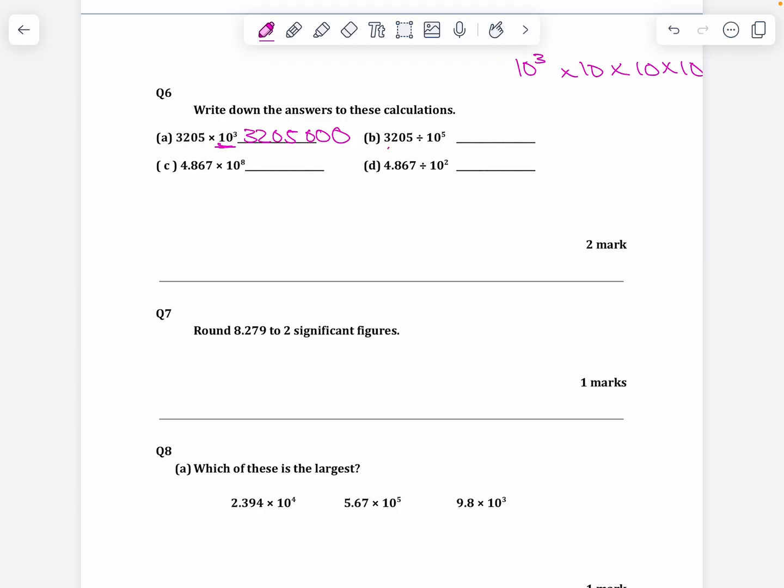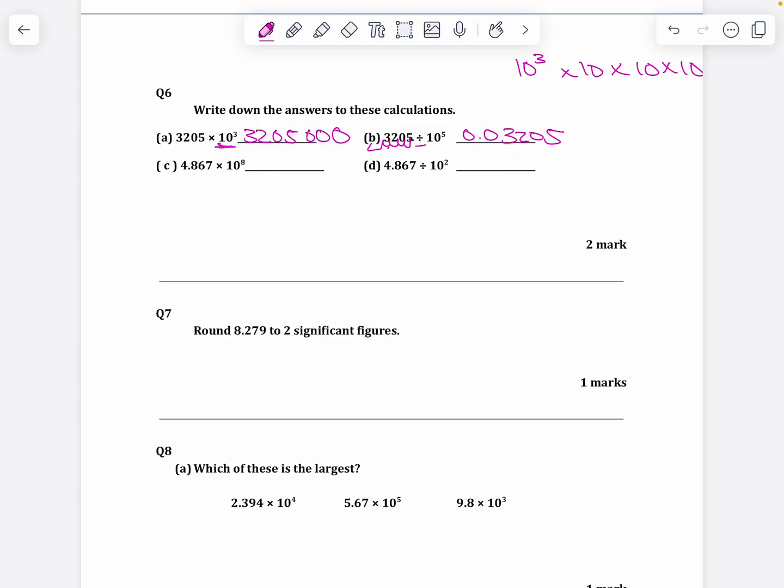Then B, divide by 10 to the power of 5. So our decimal point started off here. Obviously, remember I told you that mathematically we're actually moving the numbers, but it's easier on the paper to imagine we're moving the decimal point, okay? So we're moving it 1, 2, 3, 4, 5 spaces. So it becomes 0.03205.